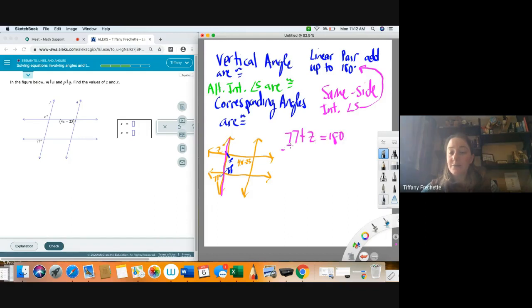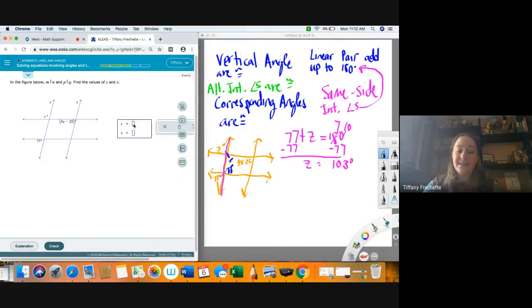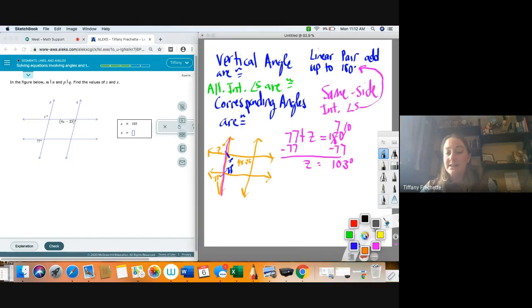So I'm going to subtract 77 so that I can find my z here. So I end up with 103 degrees. So z is 103 degrees. And if you notice, again, they put z here first. I believe that is their suggestion to figure out z first and then figure out x, because for x, you need z.